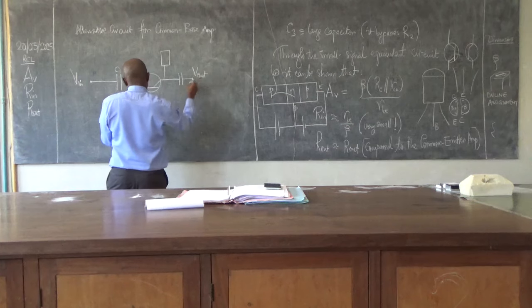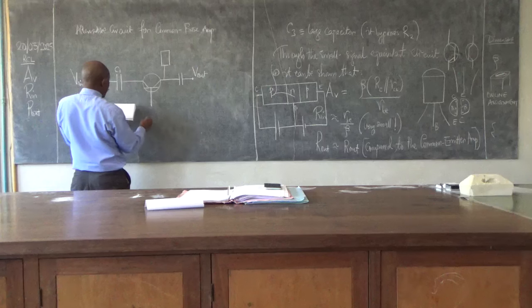So we can have Vout here, and then have the base here.